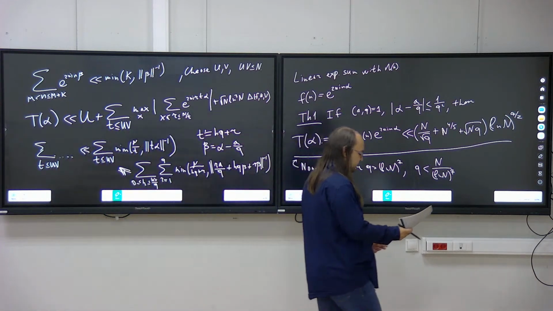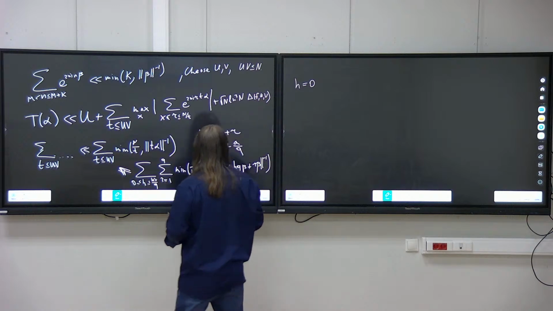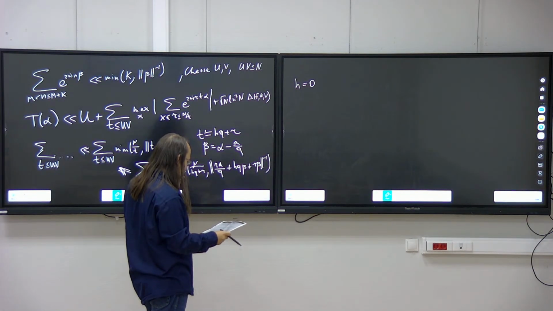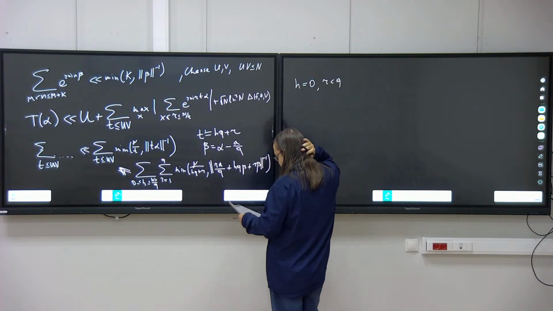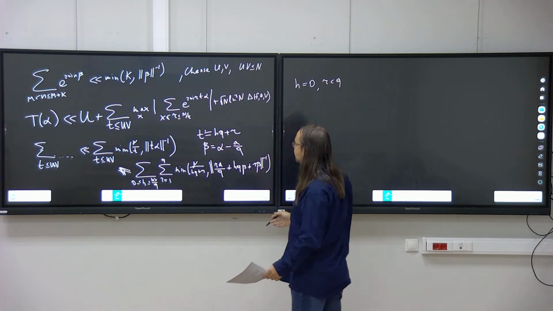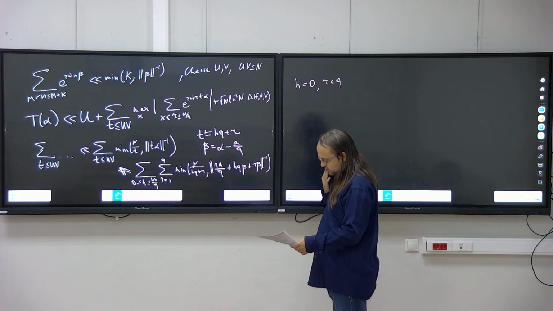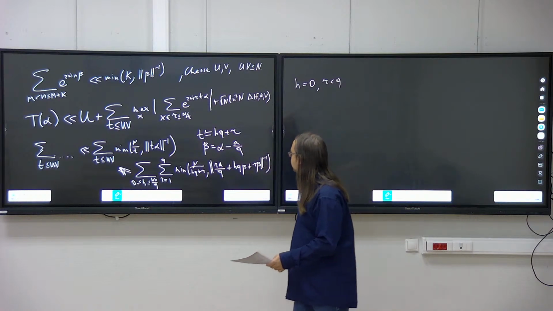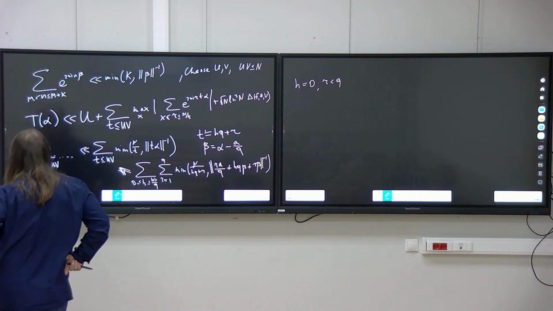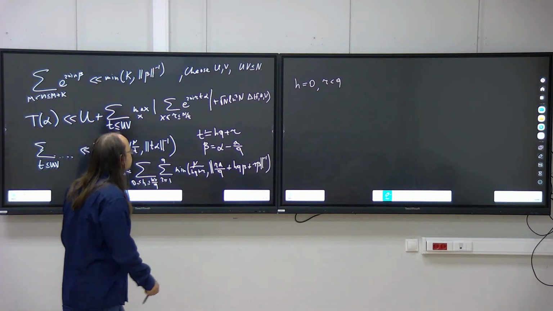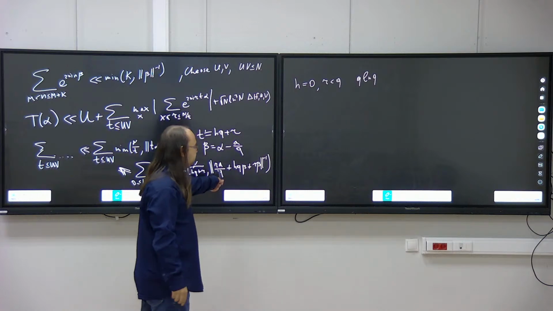And then if h is equal to 0 and r is less than q, then the sum is bounded by, the inner sum I mean, Q log Q. Yeah, so here you get Q log Q. This is what you get from the second summand.